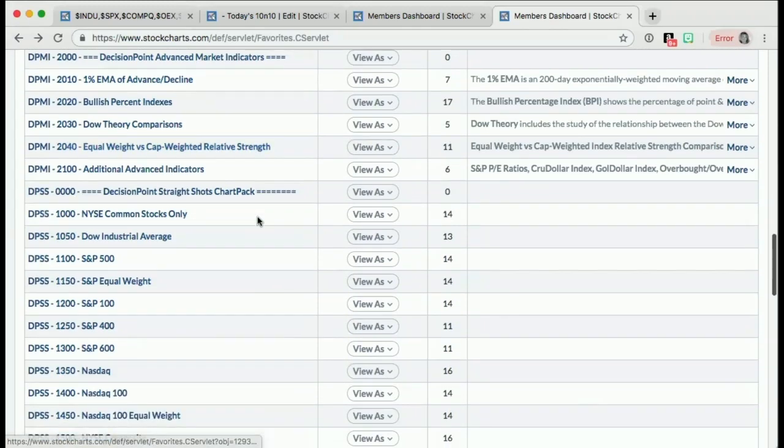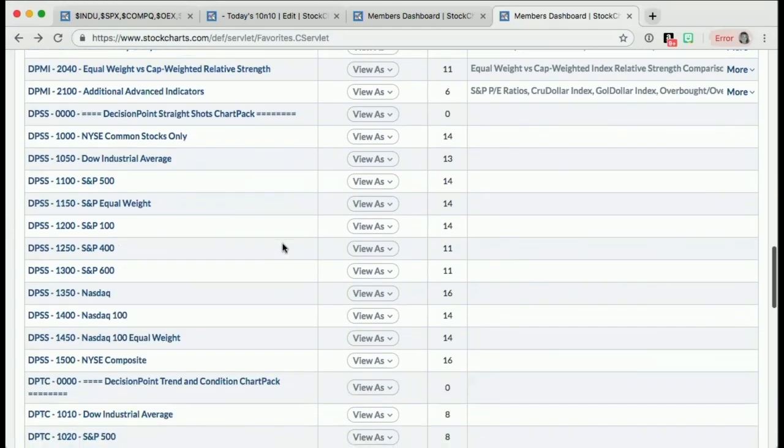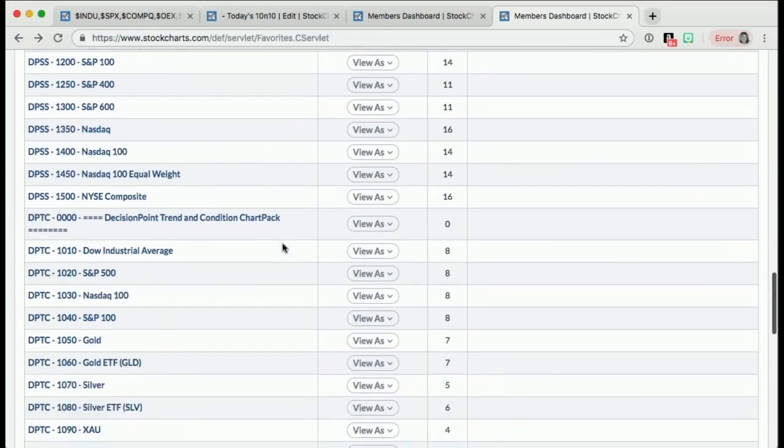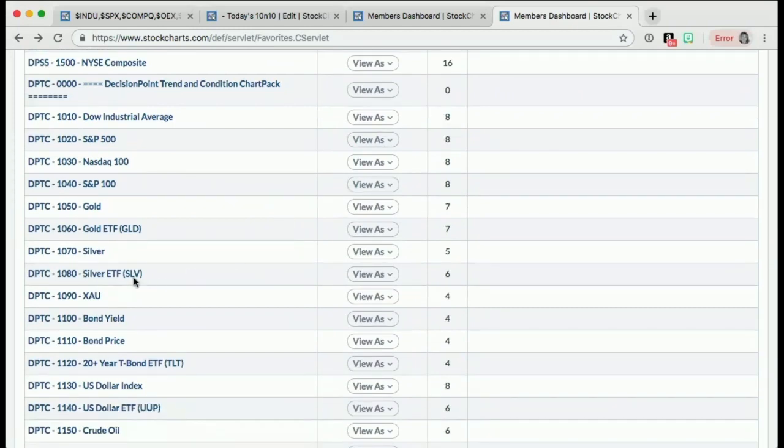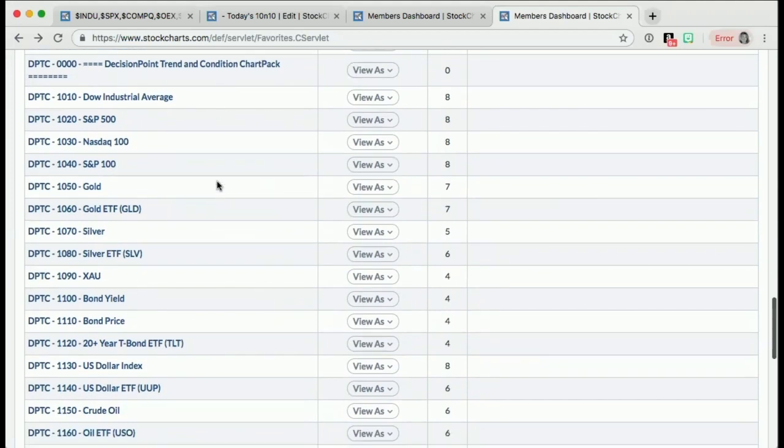So you can see sometimes, depending on what you're interested in looking at, that determines which chart pack you'll want to look at. I'm going to go ahead and we'll start with the trend and condition chart pack, because it does include some of these things that we don't necessarily include all the time, like in our DP chart list, the DP chart gallery. A lot of these aren't in there, so I wanted to go over those first. So this is the trend and condition chart pack. And let's go ahead and start looking at a few of these various chart lists.